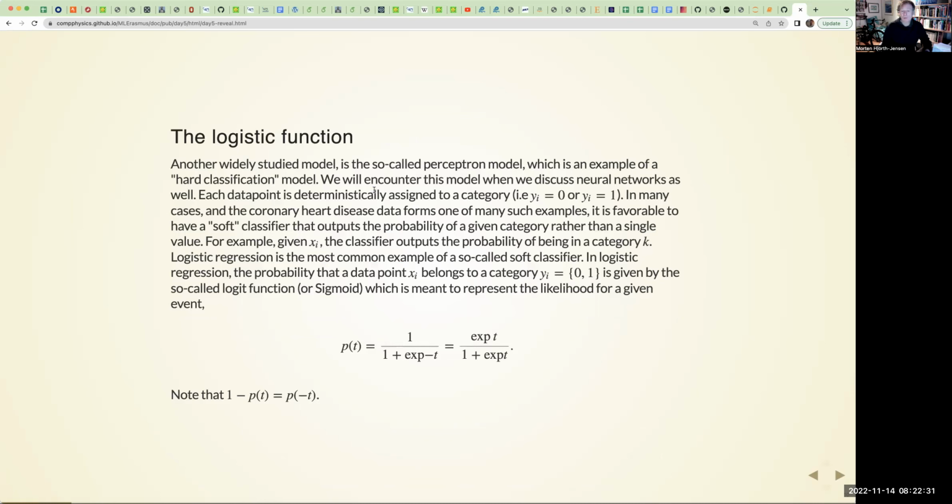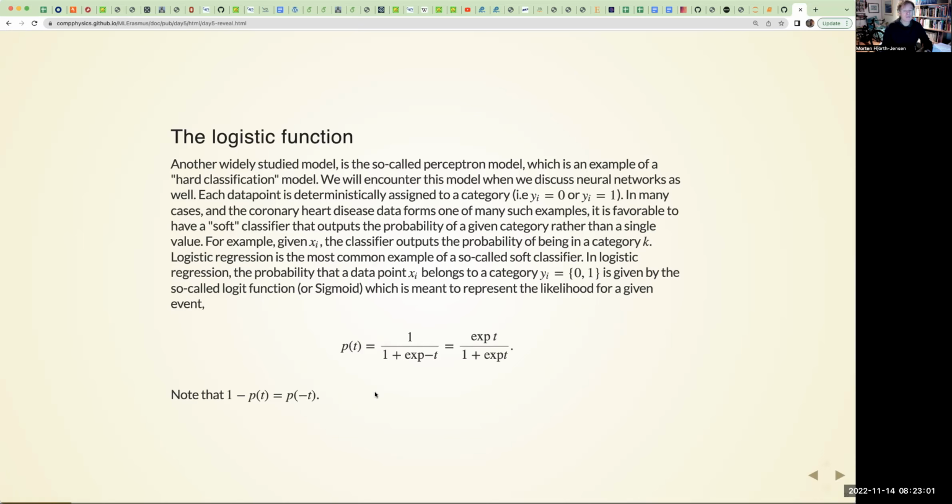We define a probability, which is given by what's called the logistic function or the sigmoid function. You will find different names for it: logit function, logistic function, sigmoid, etc. And this is meant to represent a likelihood. We will typically assign this likelihood for a category with the output equal to y, and for y of i equal to 0, it will simply be 1 minus p of t. So this is a very simple function.